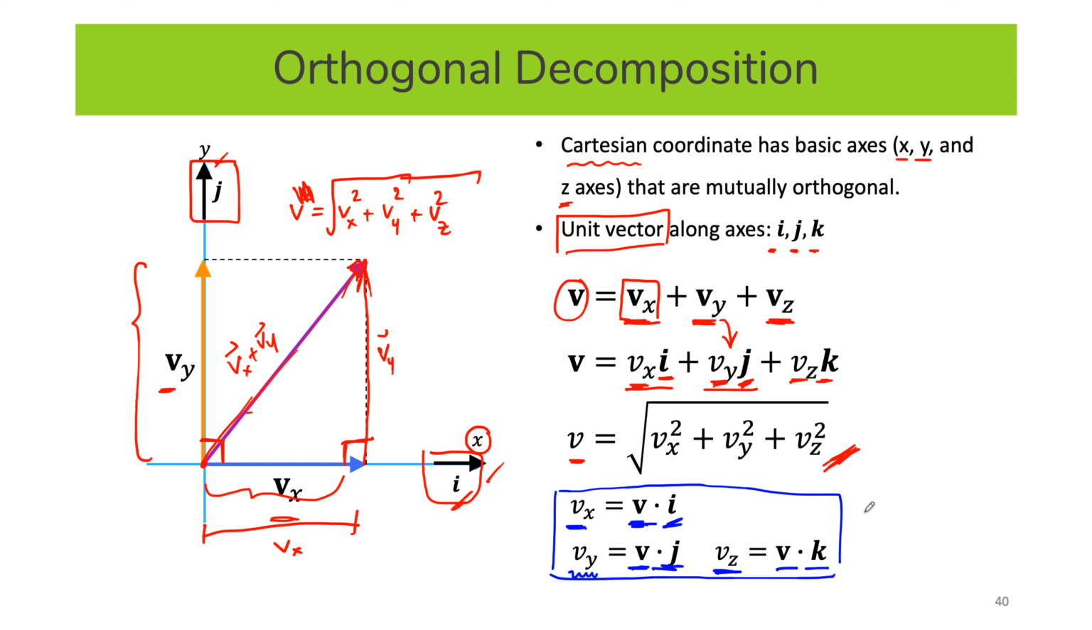And this is valid because we have chosen an orthogonal decomposition. Orthogonality between i, j, and k make these equations valid. Let's take a look at this in detail in the next module.